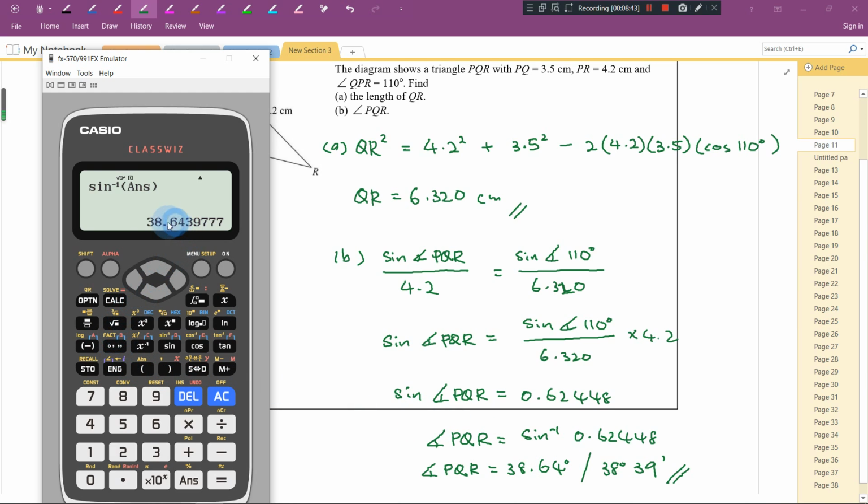If you want to change it to degrees and minutes, you just press this. If this is 30 and above, you have to add 1 here. So this is 38 degrees, 38, right? So I have to add 1 here, it will become 39. 38 degrees, 39 minutes.